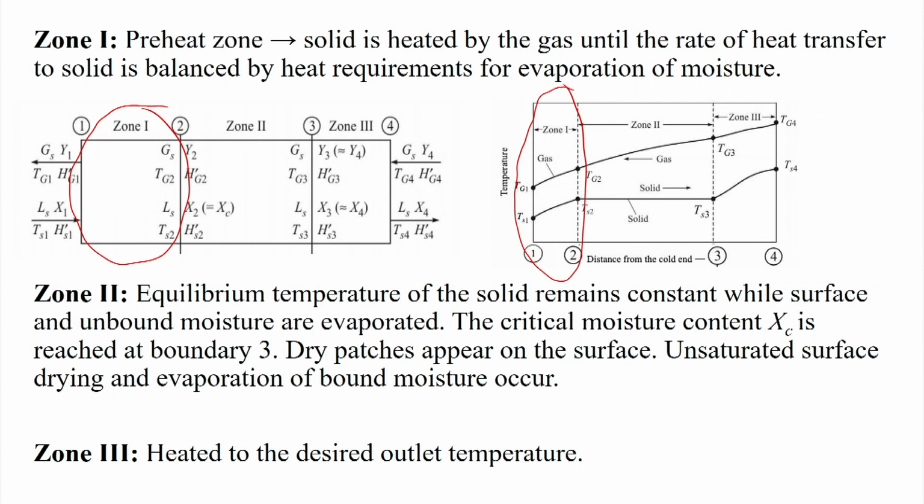The solid is heated by the gas until the rate of heat transfer to the solid is balanced by the heat requirement for evaporation of the moisture. So, this is a preheat zone, and as I discussed earlier, in this preheat zone the temperature of the drying gas is minimum. When it enters its temperature was maximum, and when it reaches zone 1, its temperature has decreased to a greater extent.